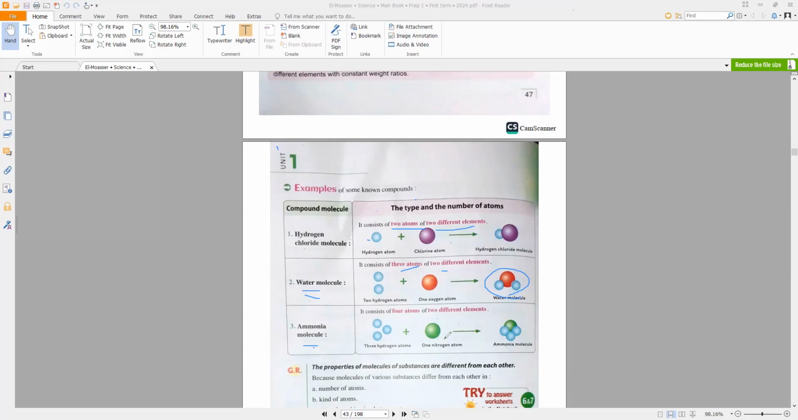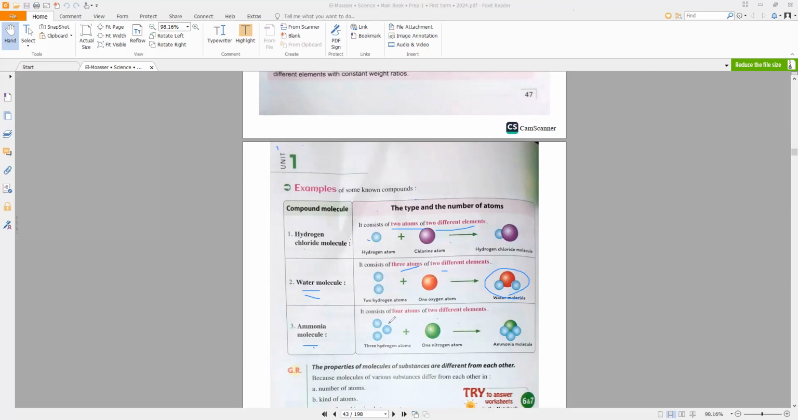Ammonia molecule. The ammonia molecule consists of three hydrogen atoms and one nitrogen atom. This is the construction of the ammonia. So it consists of four atoms. Why? Because it's three from hydrogen and one from nitrogen, so they are four atoms.